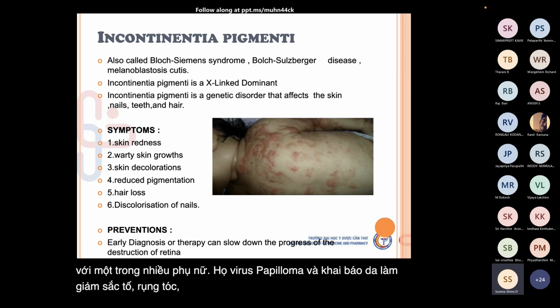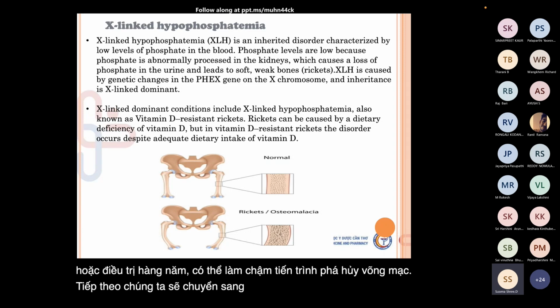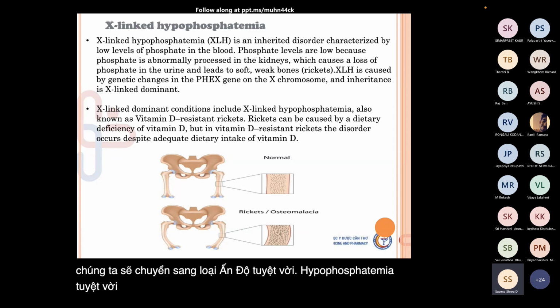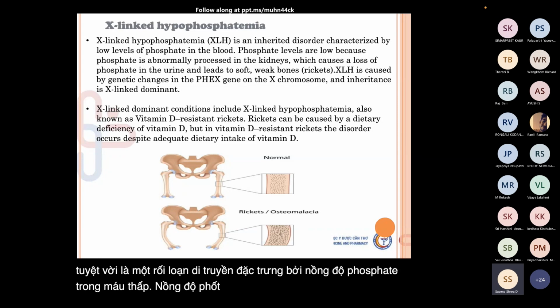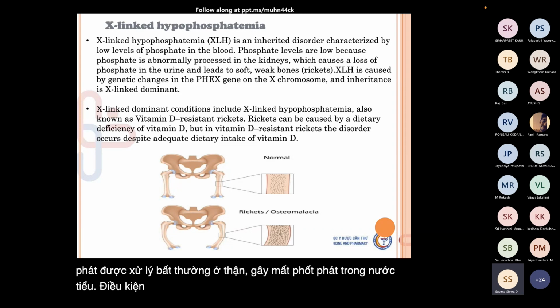We can manage this disorder by early diagnosis or therapy, which can slow down the progress of the destruction of the retina. Next, we will move on to X-linked hypophosphatemia. X-linked hypophosphatemia is an inherited disorder characterized by low levels of phosphate in the blood. Phosphate levels are low because phosphate is abnormally processed in the kidneys, which causes a loss of phosphate in the urine. This condition is called phosphaturia and leads to soft, weak bones and rickets.